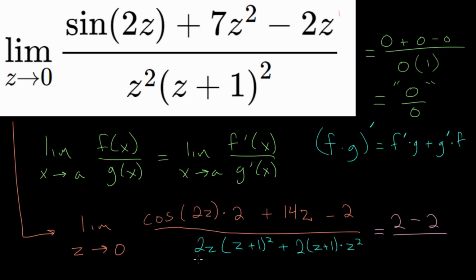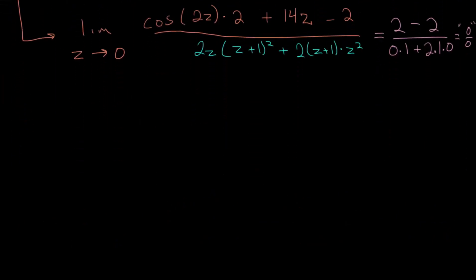But our denominator, we can plug in 0 now, and we will get 0 multiplied by 1 here, and we get plus 2 times 1 times 0. So we do actually end up with 0 over 0 again, which is indeterminate, which means that we will have to apply L'Hopital's rule once more. And hopefully from there we can actually evaluate this.